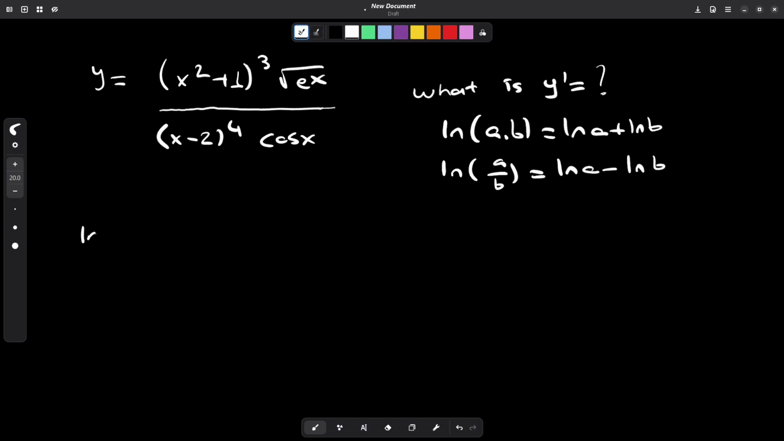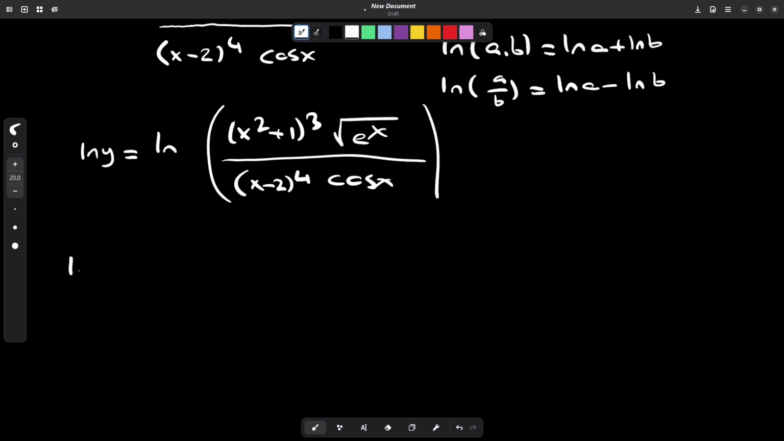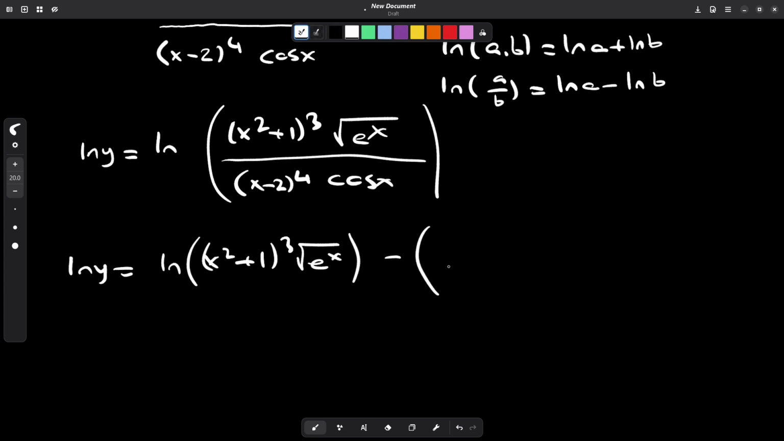Now, add ln to both sides. ln y is equal to ln of x squared plus 1 cubed, root e to the x, over x minus 2 to the fourth power multiplied with cosine x. ln y is equal to, I'm using the properties, ln of x squared plus 1 cubed multiplied with root e to the x, minus ln of x minus 2 to the fourth power multiplied with cosine x.